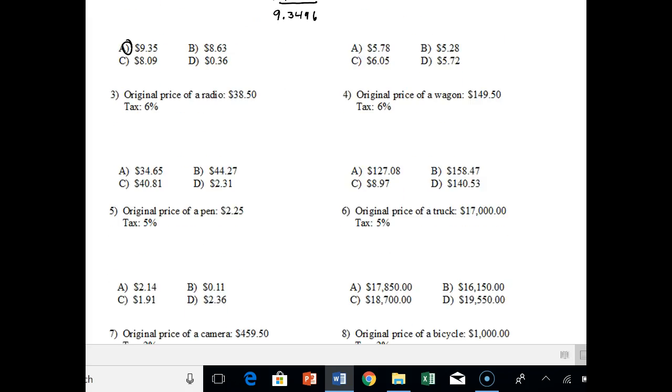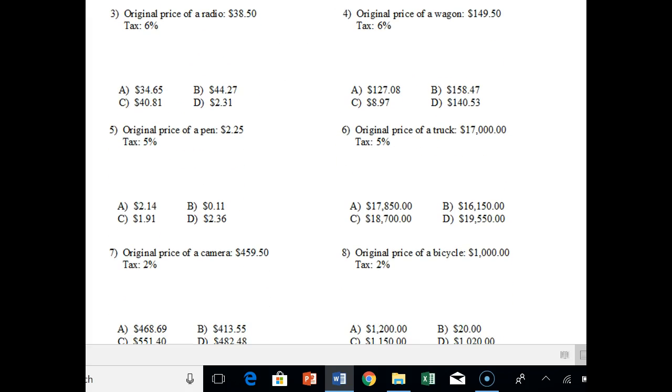All right. Number 3, if the original price of a radio is $38.50 and there's a 6% sales tax, first, we're saying 100% of the price is $38.50, but there's this tax of 6% on it, so it's 106% of the price is what we're paying. So $38.50, not times 0.106, but times 1.06. So when we do that multiplication, you get $40.81.